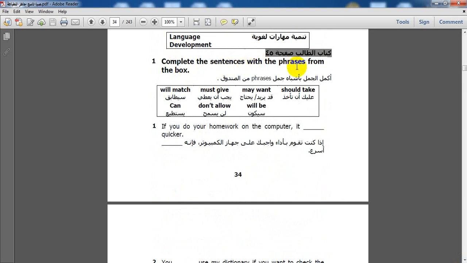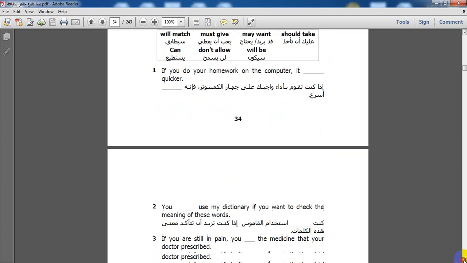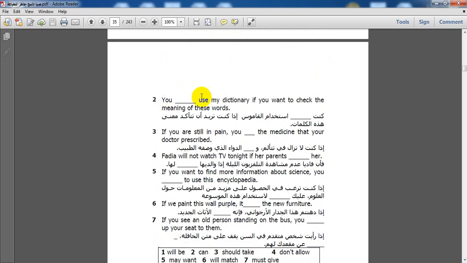Complete the sentences with the phrases from the box. Will match, will give, may want, should take, can, don't allow, will be. If you do your homework on the computer, it will be quicker. You can use my dictionary if you want to check the meaning of these words. If you are still in pain, you should take the medicine that your doctor prescribed.